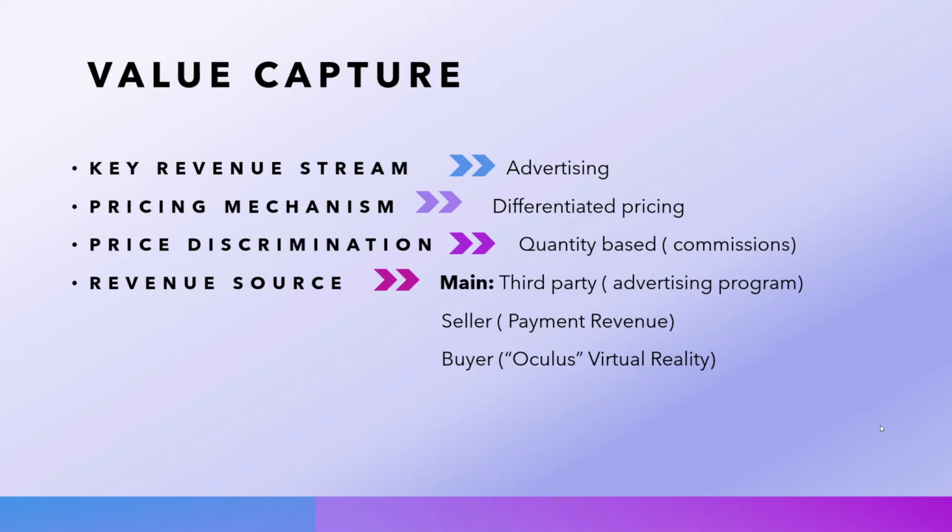Another minor revenue stream is commissions. The commission for the sale is 5% per shipment, and it applies to all product categories on Facebook.